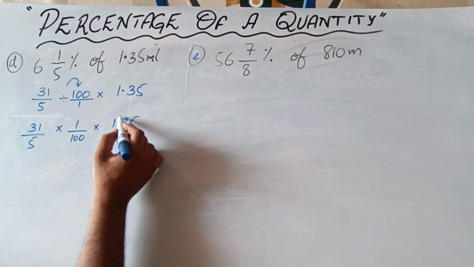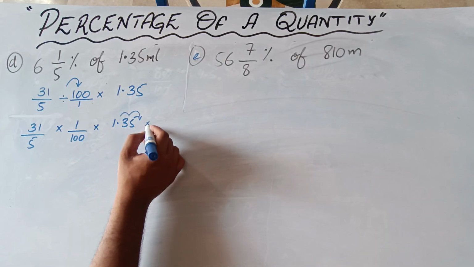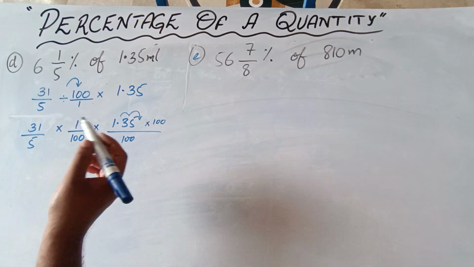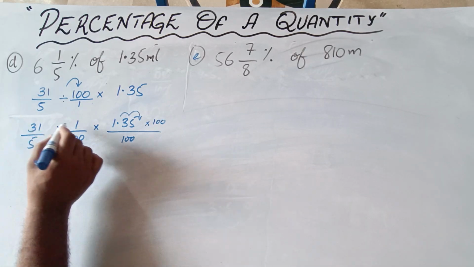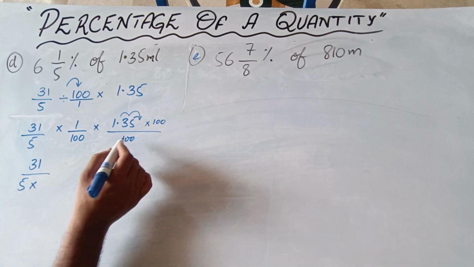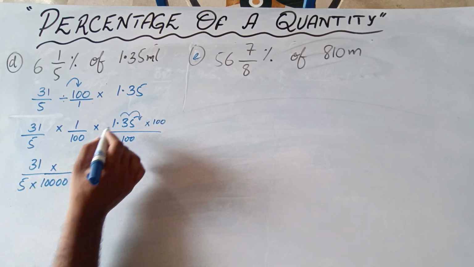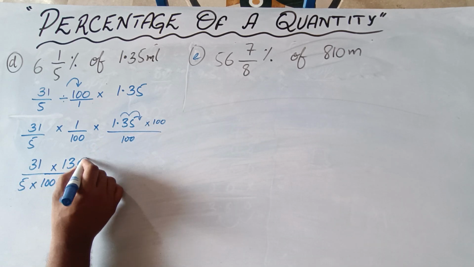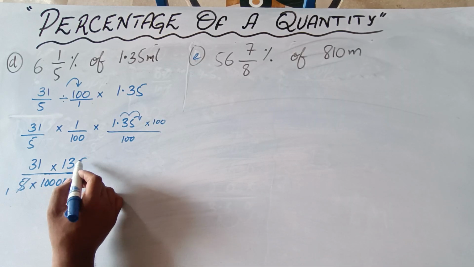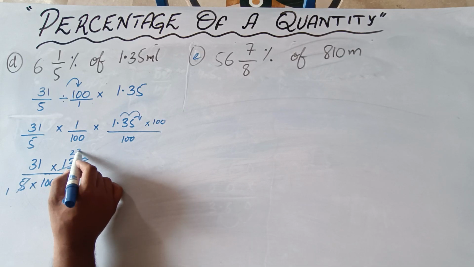We can try this method as well. Means if we want to move its decimal forward, we will multiply by 100 and we will divide by 100 as well. So what would it become? 31 upon 5 multiply by 1 upon 100 times 100, which is 10,000, multiply by 135. So I have written in a very precise manner. Now 5 times 1 is 5, 5 times 2 is 10, 3 will be carried, 5 times 7.